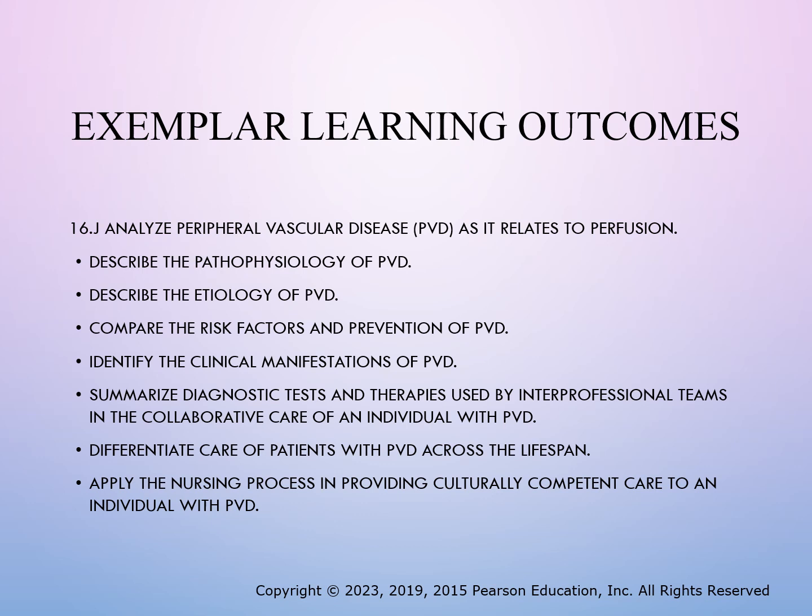What is the etiology? How does peripheral vascular disease occur? What are the risk factors? Can it be prevented? Are there things that we can do to actually stop this process? As a nurse, what will you see with your clinical manifestations of PVD? Who do we collaborate care with on the interdisciplinary team? What are the diagnostic tests that we use, and what are the labs that we look at?